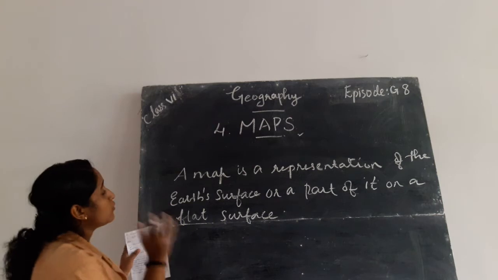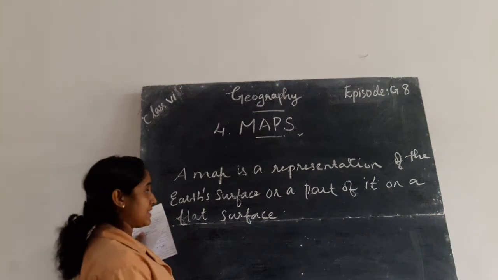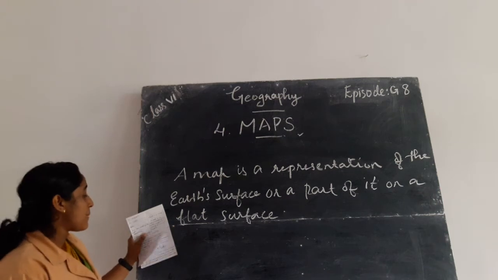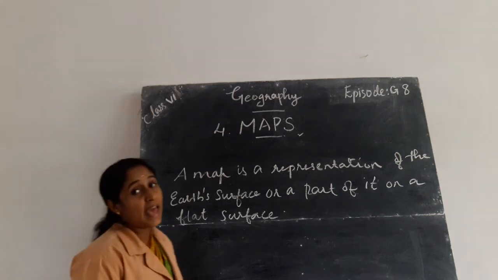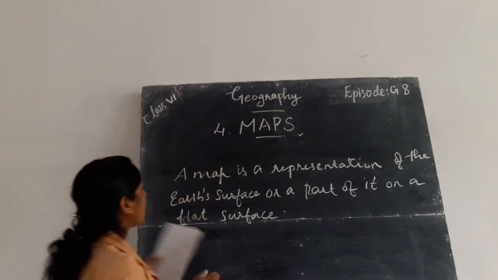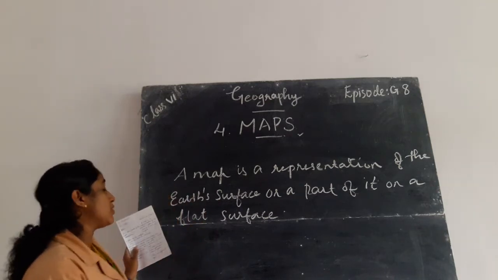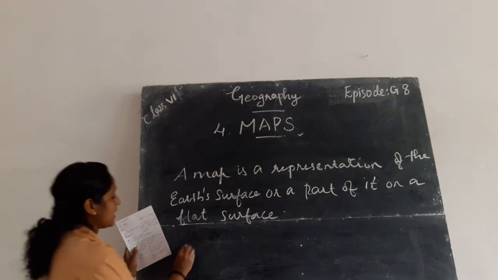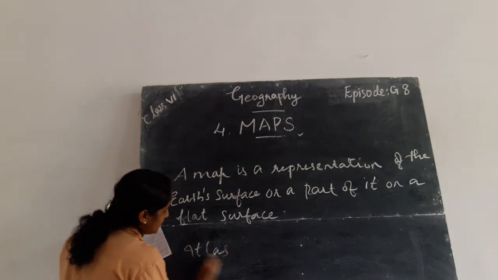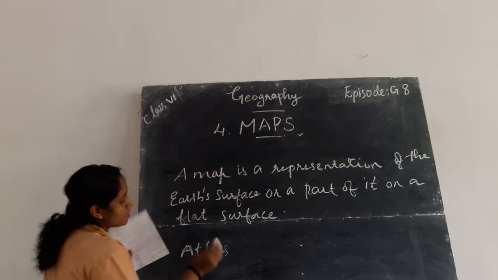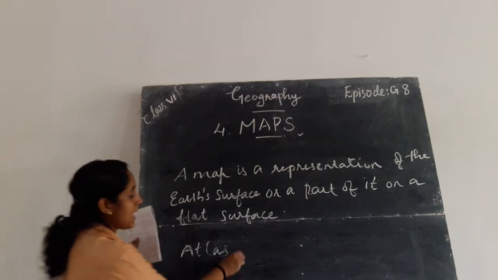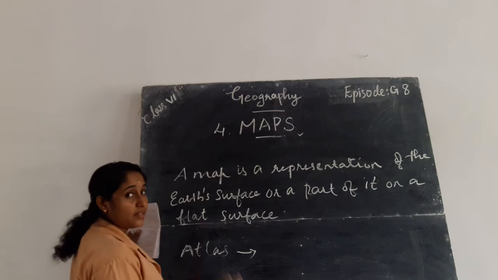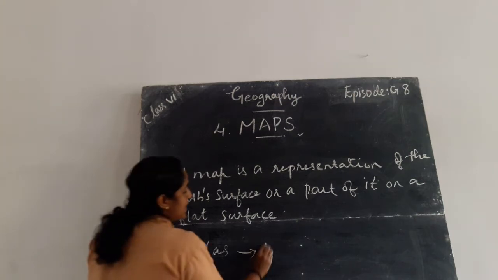And a group of maps is called an atlas. Many maps put together, we get an atlas. So what do you mean by atlas? Atlas means many types of maps put together.